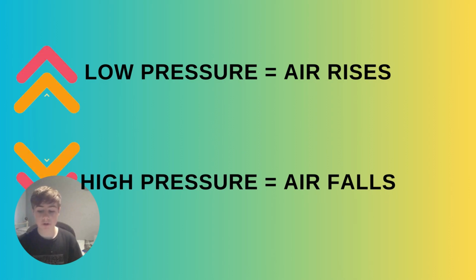Low pressure is caused because air rapidly rises. When there's low pressure, there is usually rain. High pressure is caused when air rapidly falls, and usually there is no rain.